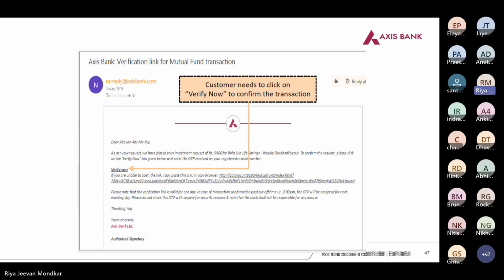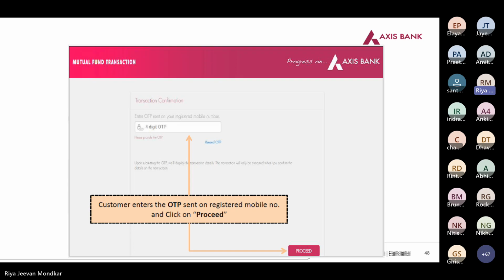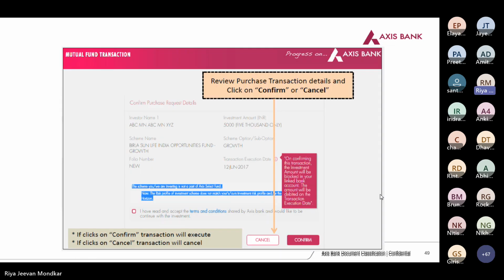The client needs to click on that link. Once he clicks on that link, there will be an OTP, which he must have simultaneously received automatically. That OTP he needs to input here and click on proceed. Once he clicks on proceed, he will get a review of the transaction which you have placed. So he needs to review if all the details are correct, the scheme, the amount, whatever details he wanted to invest. Have you inputted the details correctly? If it is correct, then he can click on confirm.